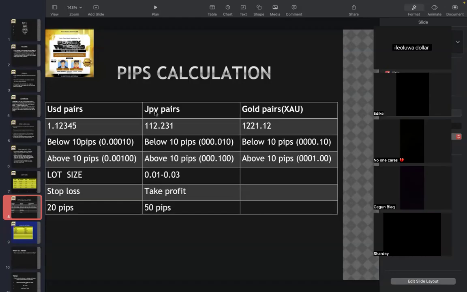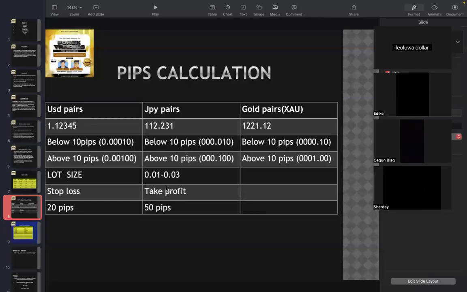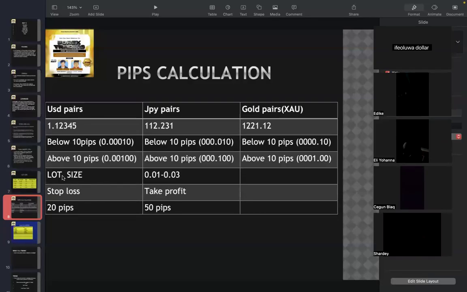Did you understand? All the pairs have different calculations if you want to calculate the pips. If you are trading USD, you have to calculate it in a different way than if you are trading JPY. It's also a pair. Don't forget, 10 pips is 0.0010. You can see it clearly when you enter a trade. When you take profit, the stop loss should always be like 20 pips, while the take profit is always like 50 pips.